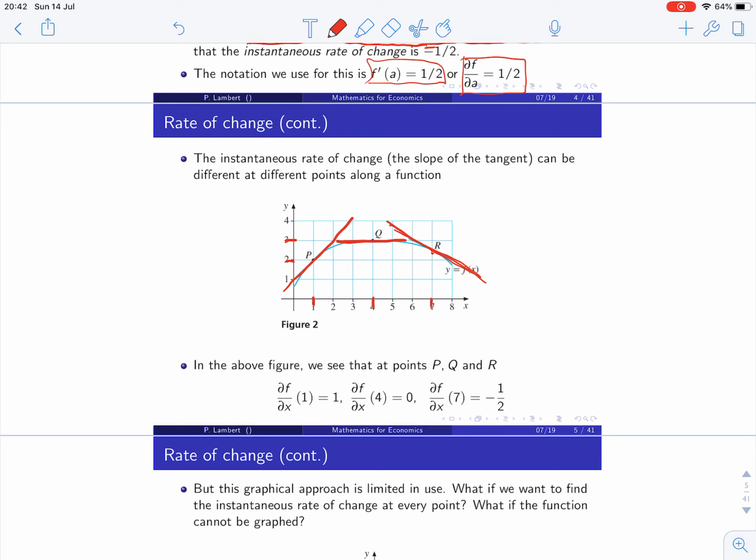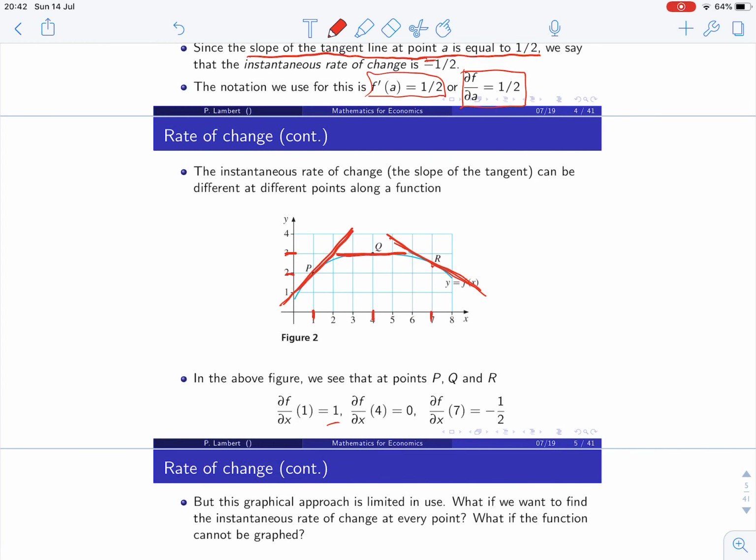So here, using our notation from our previous slide, we have that df dx at an input value of 1, this slope here, equals 1. df dx at an input value of 4 equals the slope of this line here. The slope of a line that's perfectly flat is always just 0. And here we have a downward sloping tangent line, which is defined here as negative a half.